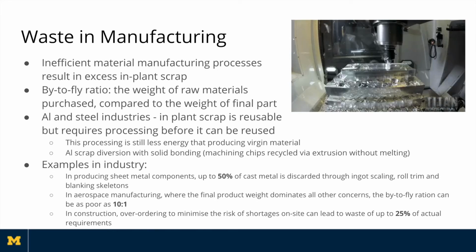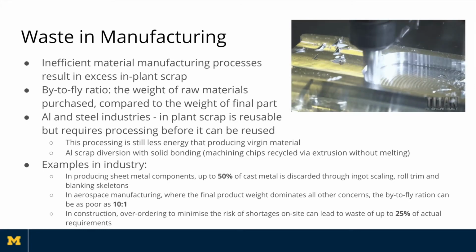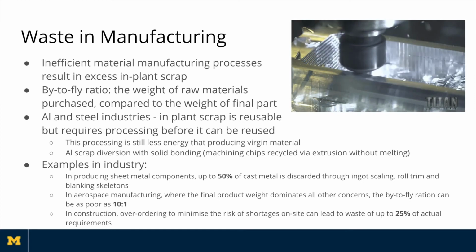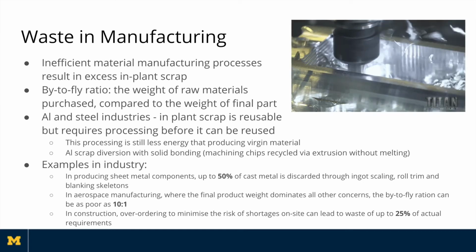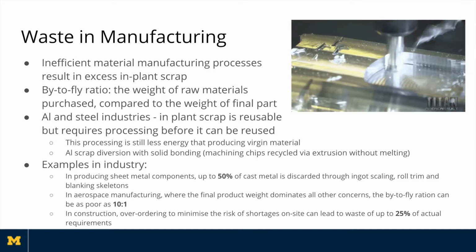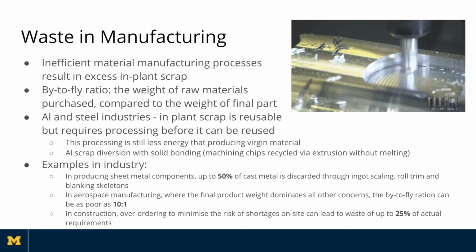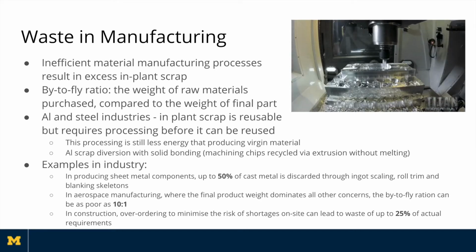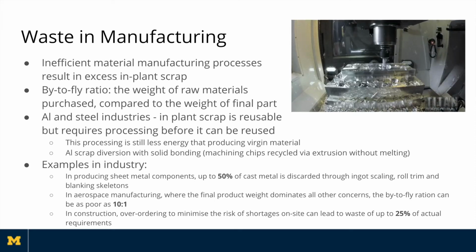The aluminum and steel industries can reuse this in-plant scrap, but that involves reprocessing the material into another form before it can be machined again. However, this extra processing requires less energy than if you were to produce raw virgin material. The amount of excess material after manufacturing can sometimes be staggering. Aerospace manufacturing can have a buy-to-fly ratio as bad as 10 to 1.